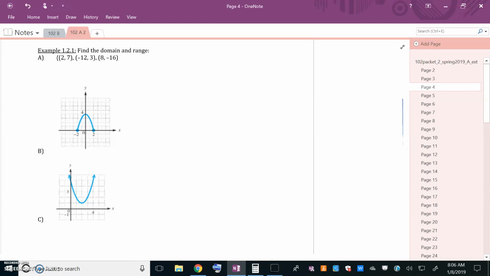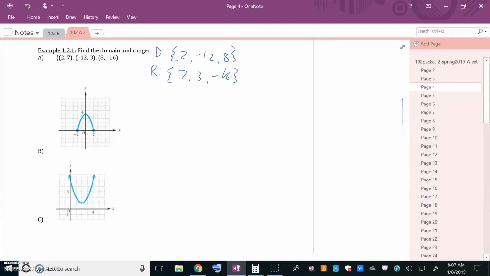So let's look at our first option where we've got a set of ordered pairs: (2, 7), (-12, 3), and (8, -16). Here I'm just going to do D for domain and then R for range. Again, domain is just the x values. So the x values listed are 2, negative 12, and 8. I'm going to put them in between those little squiggly brackets. Similarly, range is the y values. So here it's going to be 7, 3, and then negative 16.